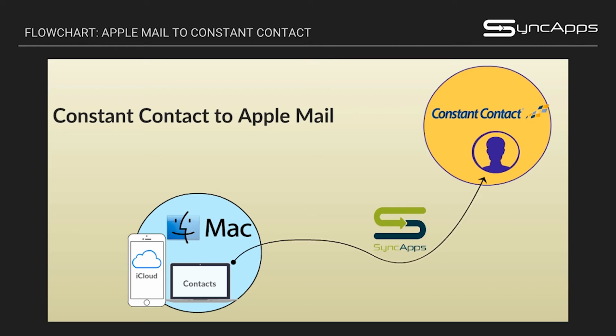So here's a very simple flowchart diagram of how Apple Mail to Constant Contact works with SyncApps. Let's say you are running a small business, right? And you have an Apple device on hand, and all of your contacts and leads are listed in your iMac or iPhone or even in your iCloud. With SyncApps, it is very easy to integrate and connect those contacts into Constant Contact. Keep in touch with your contacts via email marketing campaigns over your email marketing automation.